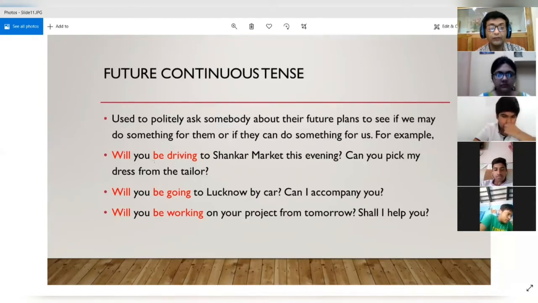For example, will you be driving to the Shankar market? Can you pick my dress from the tailor? So here we are asking that person to do something for us.